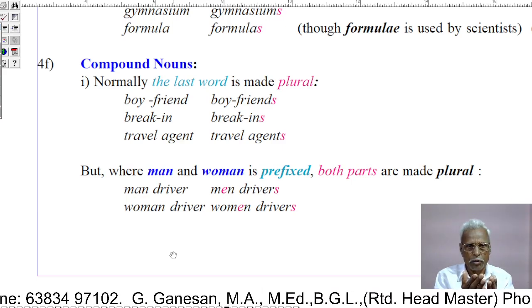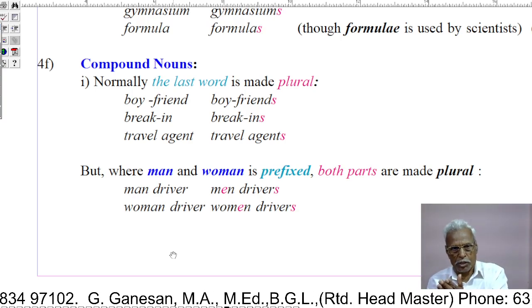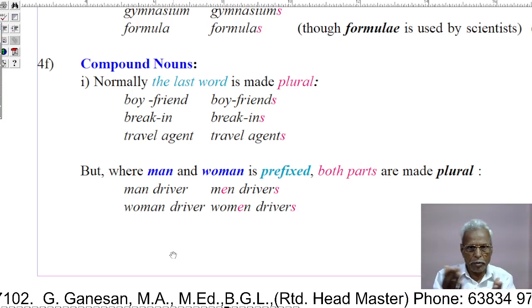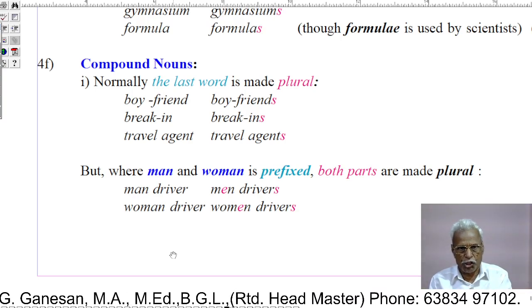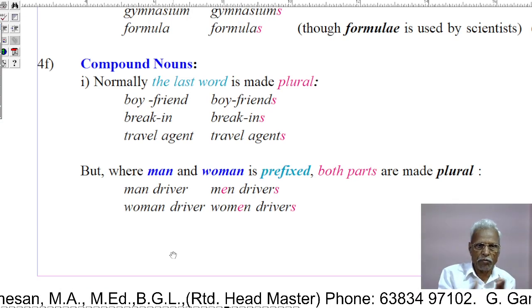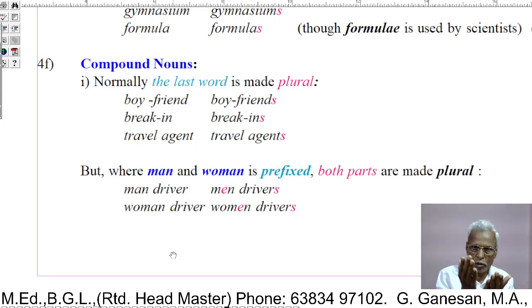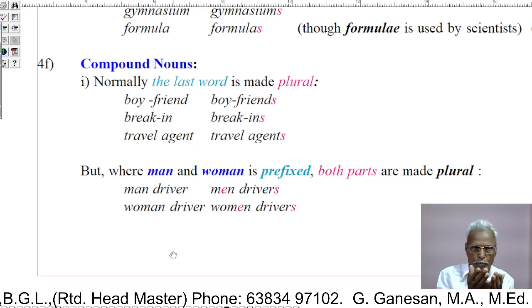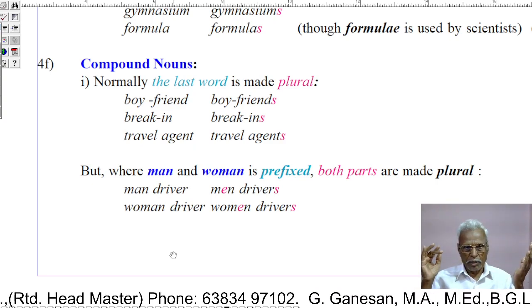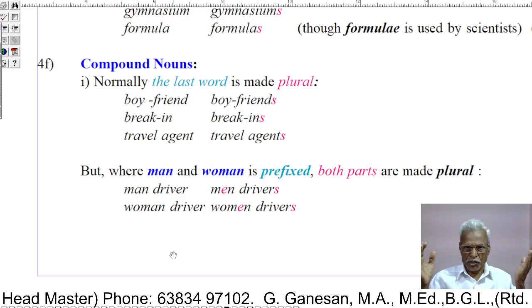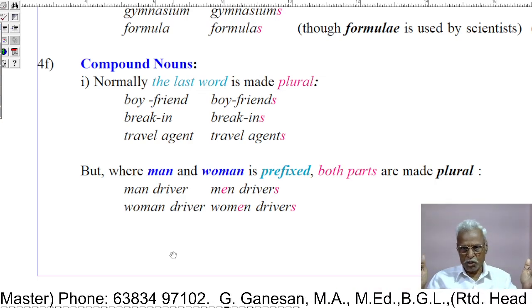The last noun. Boyfriend, boyfriends. Break-in, break-ins. Travel agent, travel agents. Rule 1. Normally, the last word is made plural. But where man and woman is prefixed, both parts are made plural.